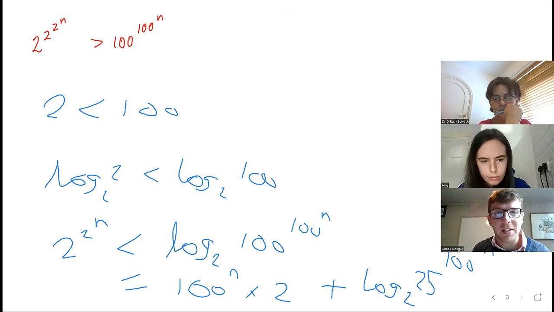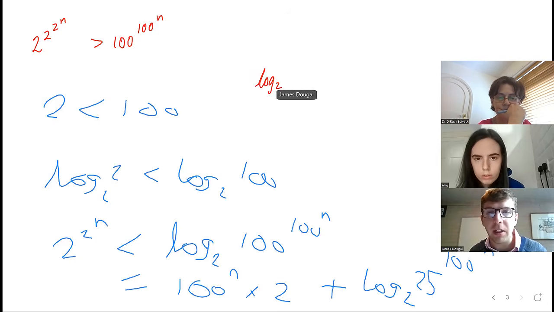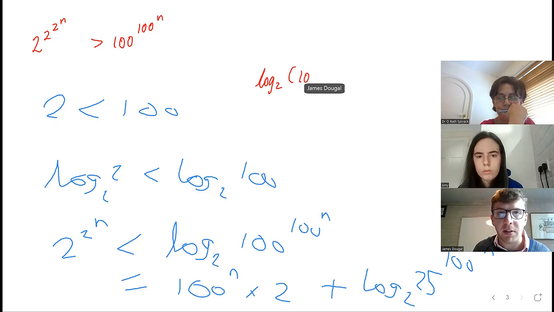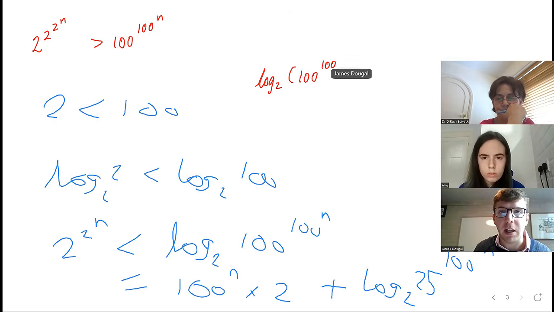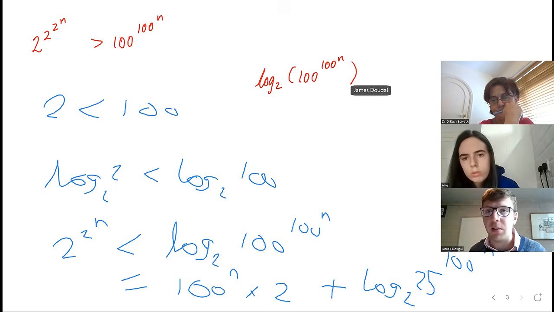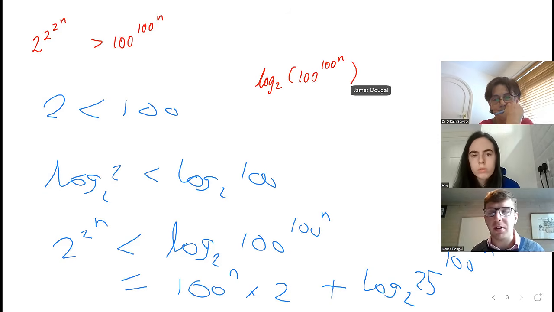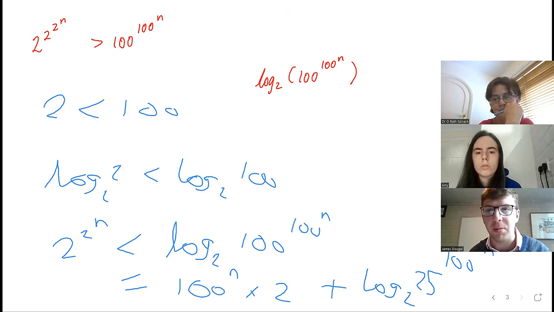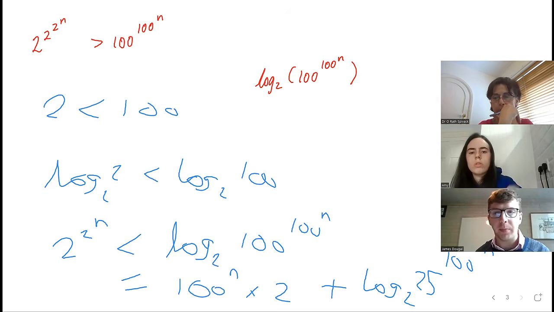I'll just give you a little hint, we don't actually need quite as much information as this. So I wonder, could you try simplifying this expression here? And there's no need to factor the 100s. I wonder if you could try using your laws of logarithms and we can see what happens here.